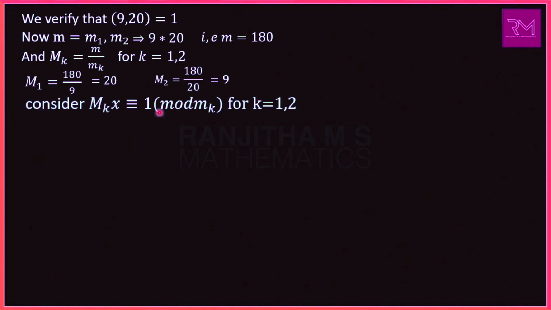Therefore, next step, we have to consider a linear congruence Mk x congruent to 1 mod mk for k is equal to 1 and 2. So, we get M1 is 20, 20x congruent to 1 mod m1, which is 9. Similarly, M2 is 9, 9x congruent to 1 mod m2, here this m2 value is 20.